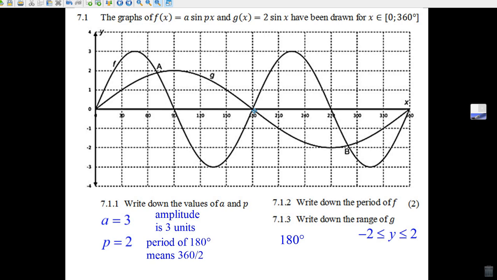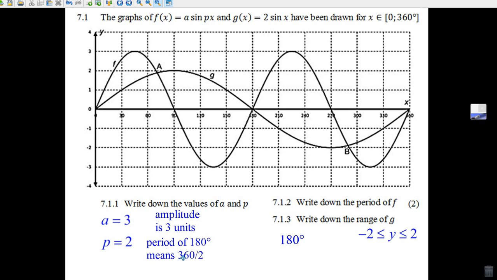Now this graph of f, it's going up, down, and going through a complete wave in 180 degrees. Well, normally sine is 360 degrees. In fact, here's a normal sine wave going through its normal period of 360 degrees. But if you take 360 degrees and divide it by 2, that's what has changed the period into 180. So p must be 2.